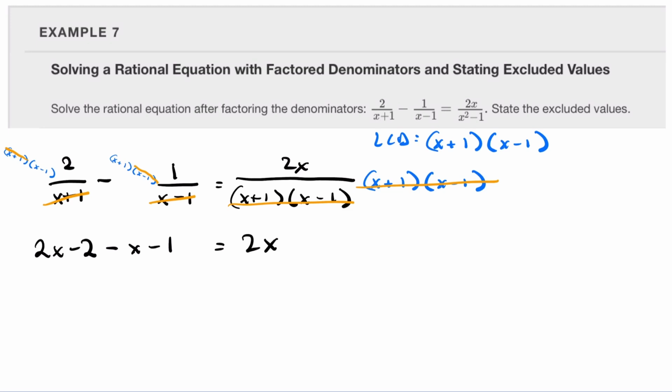Notice the fractions are gone. Any term that has x, we're going to get it on the left. And any term that does not, we're going to get it to the right. So if we subtract 2x, we're going to have 2x minus x equals, on the right hand side, 3. Ultimately, we're going to get x equals -3. The excluded values are going to be plus or minus 1 because they force it to be 0 in the denominator.